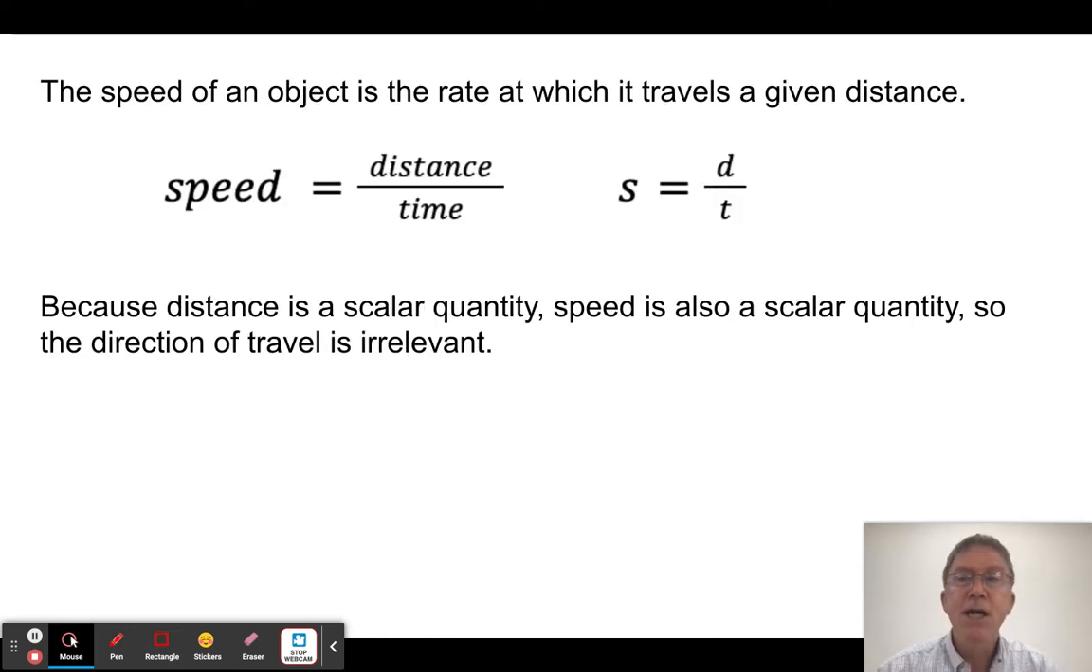Okay, so speed is basically a scalar quantity that refers to the rate at which an object travels a given distance. Now, remember, distance is a scalar quantity, just how far you went. So, distance divided by the time it takes, the rate at which you're traveling distance, is called your speed. It's how fast you're going. And since it's a scalar, we don't have any kind of directional association with it. So which way it's going doesn't really matter.